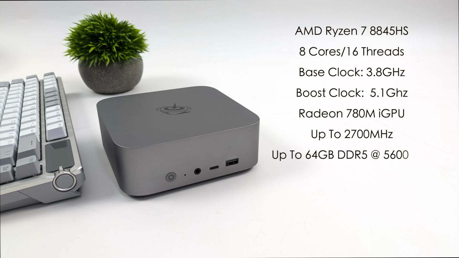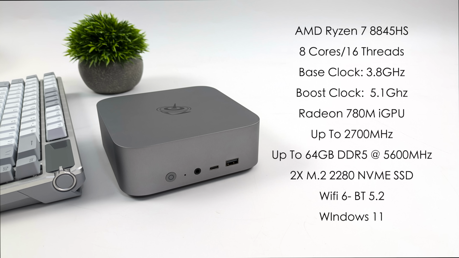As for the APU we have here, it's the AMD Ryzen 7 8845HS. Zen 4 cores, we've got 8 of them with 16 threads, a base clock of 3.8 and a boost up to 5.1. We've also got the Radeon 780M iGPU. Based on RDNA 3, this will boost up to 2700 MHz.